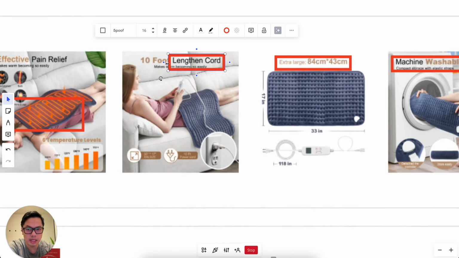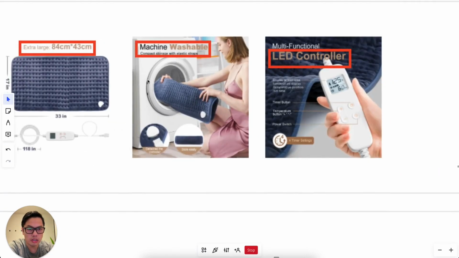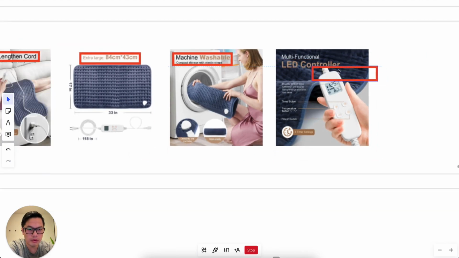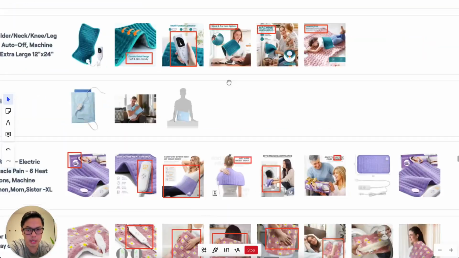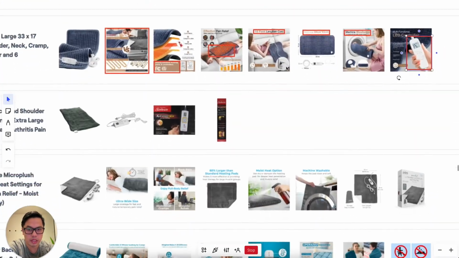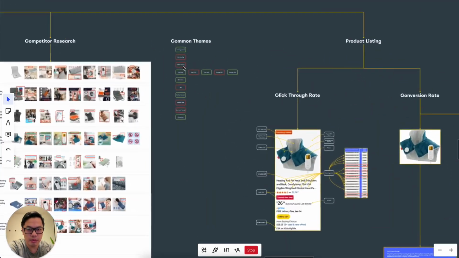Okay, so this is something that some people haven't really been talking much about, except this one. Extra large, machine washable, LED controller, mainly for ease of use, and adjustable heat settings. So I think you kind of get the point. They're probably going to get repeated over and over again, but we can kind of come up with our list of common themes.